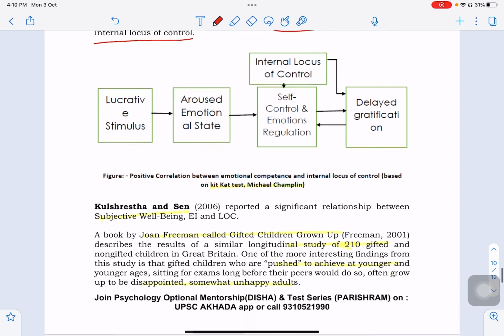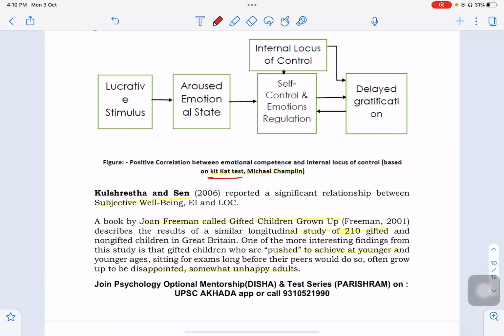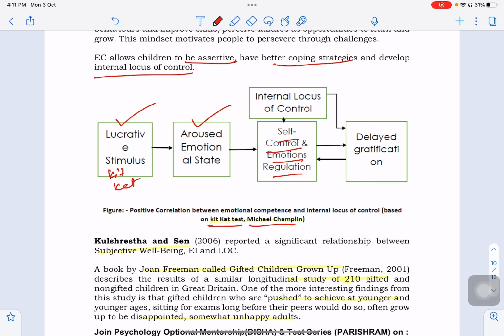On similar lines to the marshmallow test, there was a Kit Kat test conducted by Michael Chaplin. Based on that, I drew this diagram. There's a lucrative stimulus, might be a Kit Kat or marshmallow. Then there's an aroused emotional state. If we are able to self-control or emotionally regulate ourselves, this is the emotional competency aspect. Then it will help us develop the locus of control, and we are able to delay the gratification. So you can draw this simple flow chart.